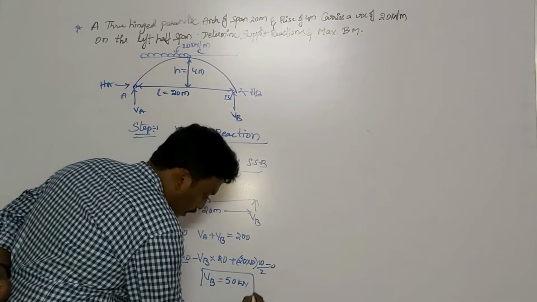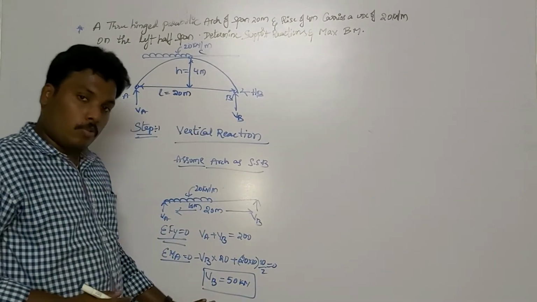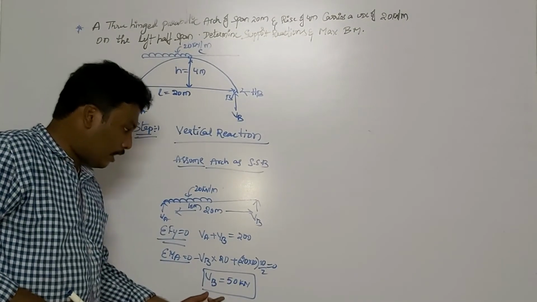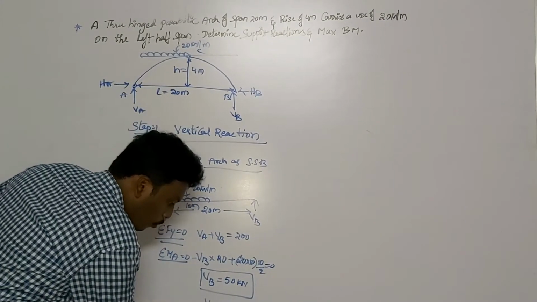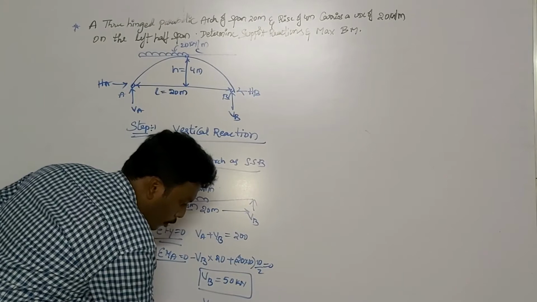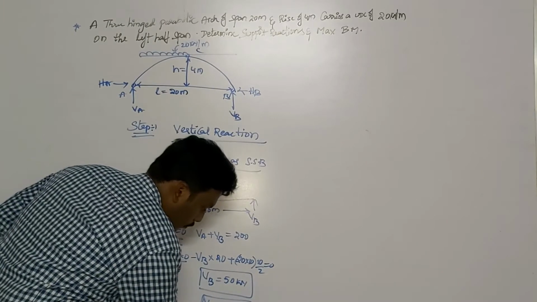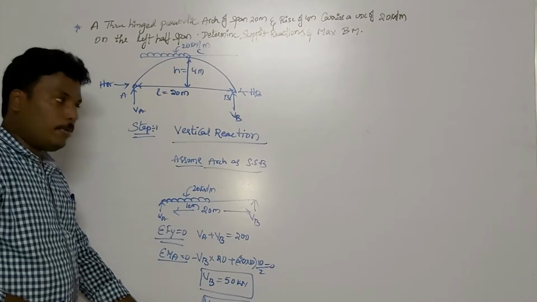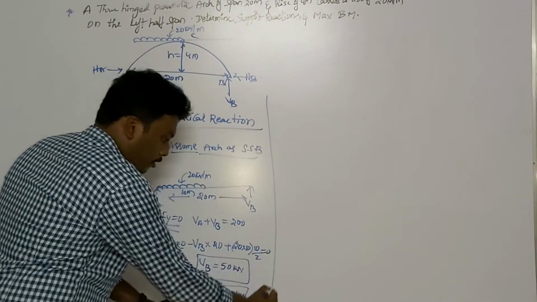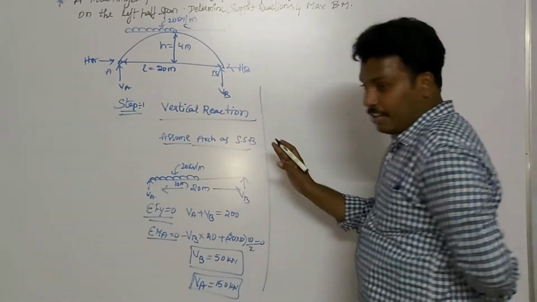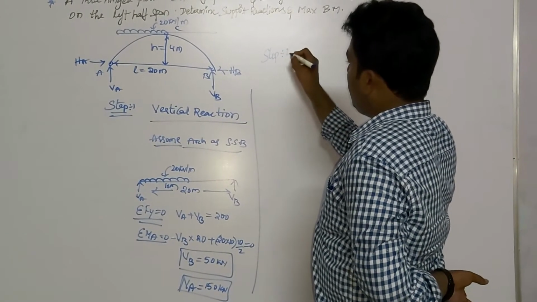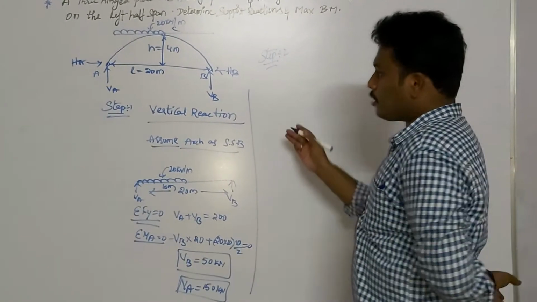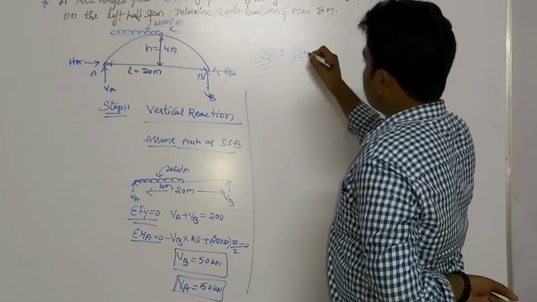ఒకసారి చెక్ చేసుకోండి నా ఆన్సర్. The value is VB equal to 50 kilonewtons. So VB వచ్చింది కదా, ఇది తీసుకొచ్చి ఇక్కడ సబ్స్టిట్యూట్ చేస్తే ఏమొస్తుంది మనకి? VA, which is 150 kilonewtons. So we got the values of VA and VB now. So going for the next stage, step 2. Definitely you need to indicate the steps. మనకి ఎక్కువ మార్కులు పడాలి అంటే కంపల్సరీగా స్టెప్స్ ని ఇండికేట్ చేయండి. Step 2, horizontal thrust.